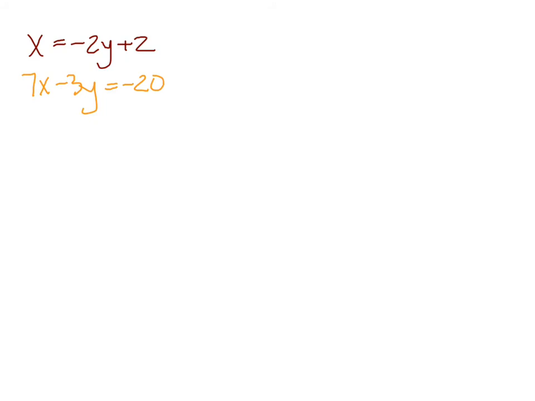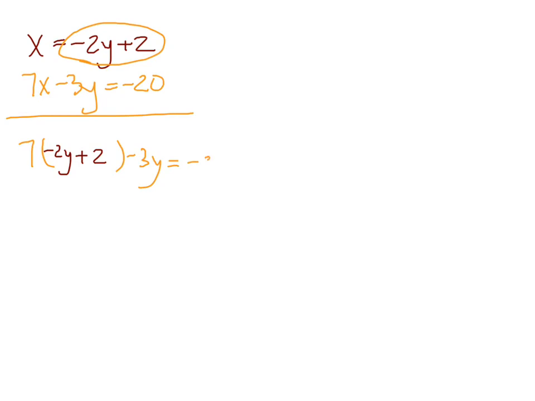Next, I'm going to substitute the value of the variable. The value of the variable is right here, negative 2y plus 2. Substitute that into the other equation. So I'm going to have 7, and instead of x, we're going to substitute negative 2y plus 2. And then we'll continue: 7x minus 3y equals negative 20.